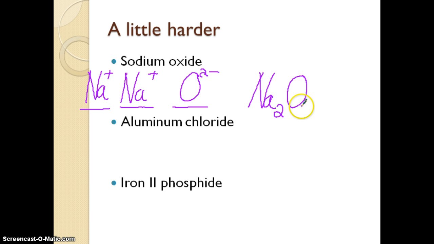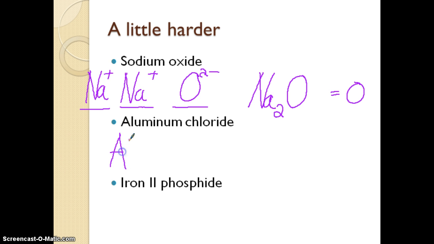And remember, I don't write 1 here, that's implied. I take 2 sodiums for 1 oxygen. So I have 2 that have a +1 charge and 1 that has a -2 charge. And yes, that is what we call neutral. The total charge is 0. So notice there is nothing written here. There is nothing written here. Okay? Because the whole thing is neutral. The whole thing has a 0 charge. Okay? So I need 2 sodiums for every 1 oxygen. All right, let's try another one.